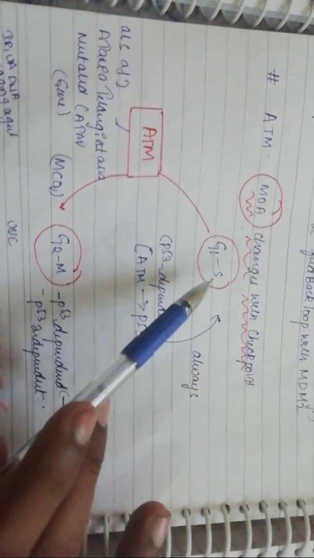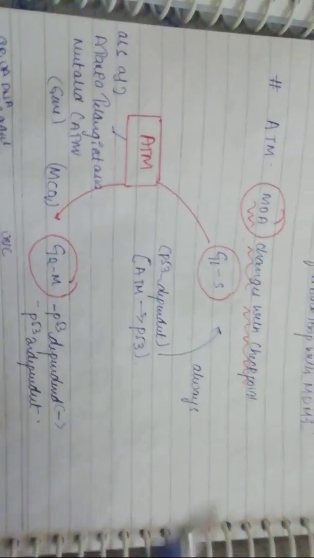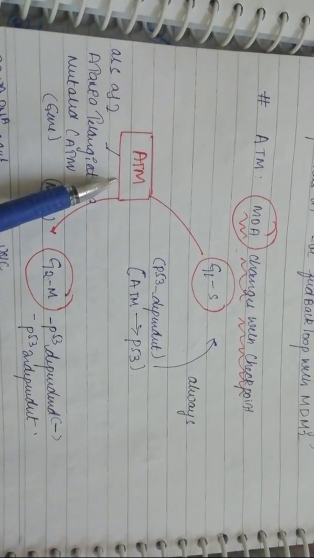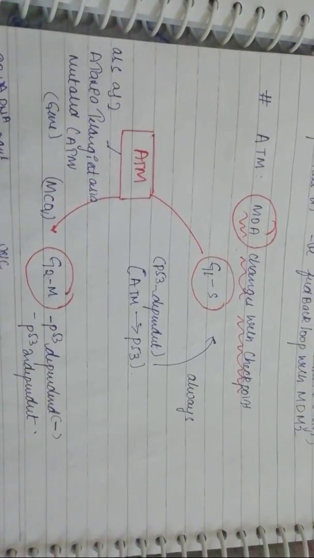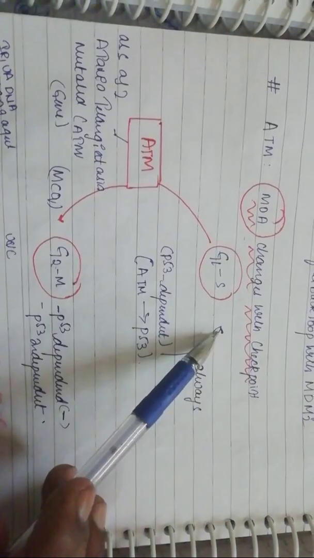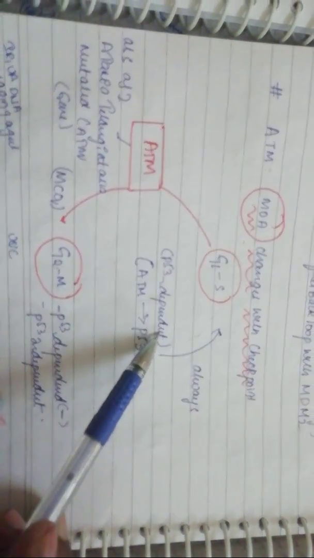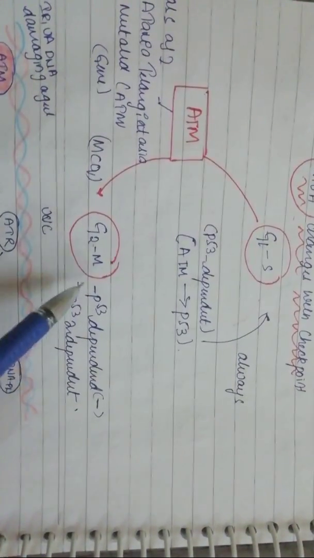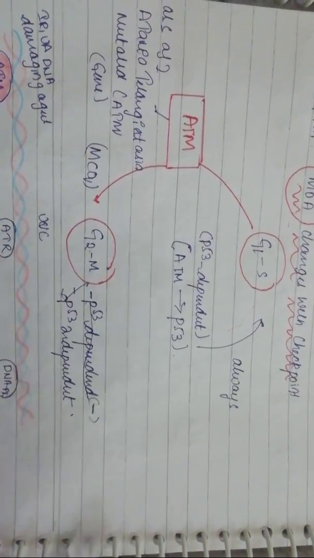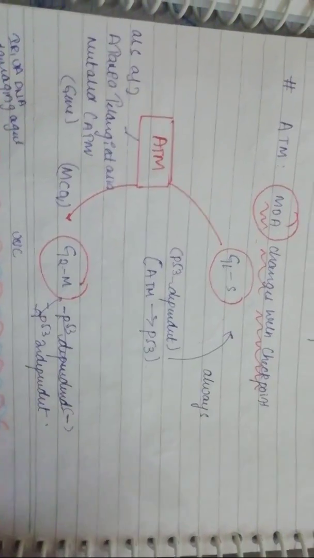That means you have checkpoints here. The first checkpoint is present between G1 and S, and the second checkpoint is present between G2 and M. The mechanism of action of the ATM gene for DNA repair depends on the checkpoints. The first checkpoint is P53 dependent, and the second checkpoint is P53 independent. In the first checkpoint, the ATM activates the P53.